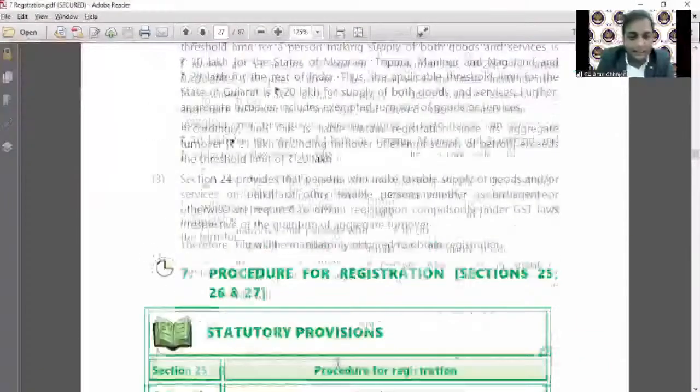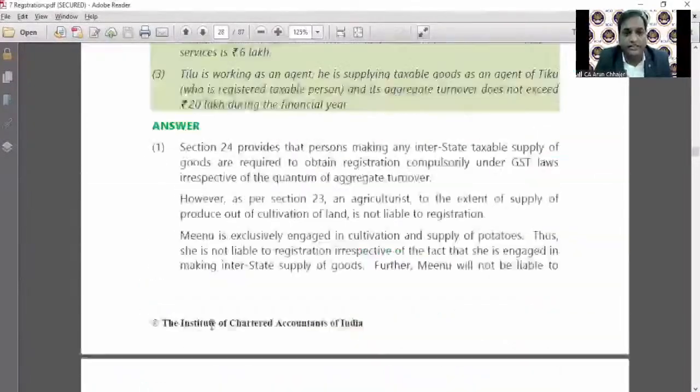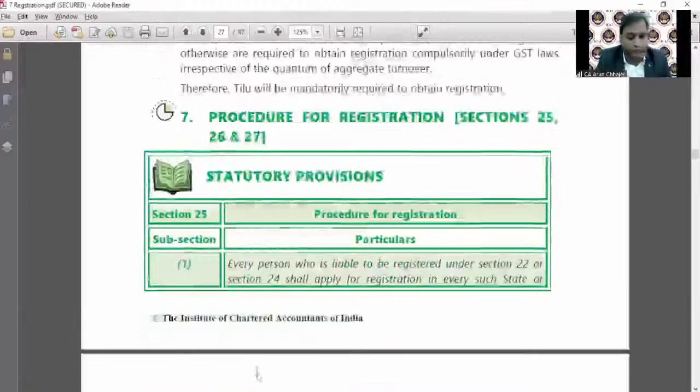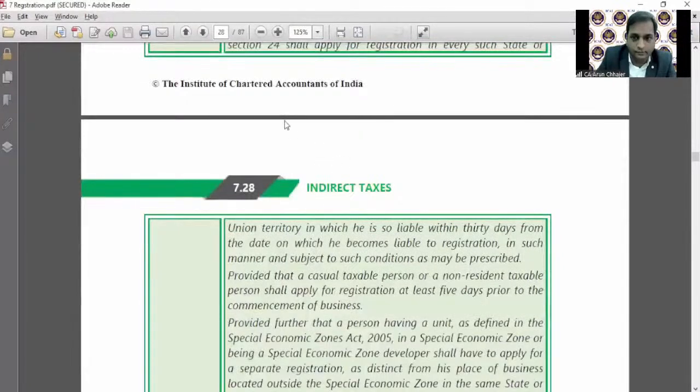Fine. Coming to section 25, which talks about the procedure and the registration. First is the time limit. What is the time limit to take the registration?